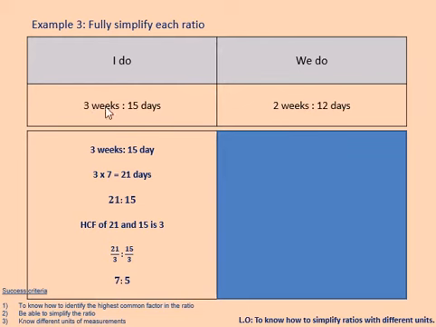So 3 weeks, 7 days in a week, so 3 weeks is going to be 21 days. Okay, so we've got 21 to 15. Find the highest common factor of 21 and 15, which is 3. How many 3's going into 21? It's 7. How many 3's going into 15? It's 5. So this simplifies to 7 to 5. Copy that down, then pause the video while you try the WeDo yourself.